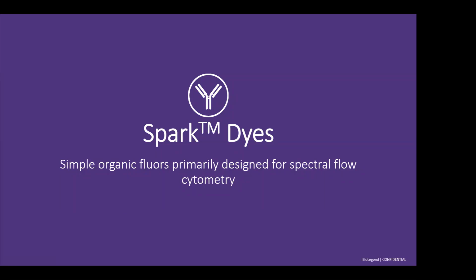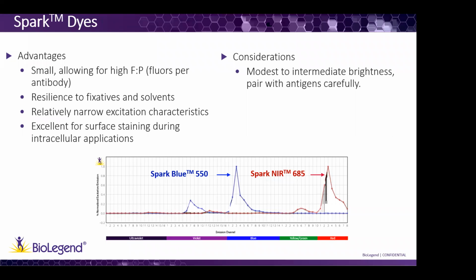So first I want to start with Spark dyes, which are simple organic fluors, and they are primarily designed for spectral flow, so full spectrum instruments. The advantages of these dyes are that they are really small and allow a high fluorescence to protein ratio, and they are really resilient to fixatives and solvents, and they have relatively narrow excitation characteristics. And because they are so resilient to fixatives, they are really good for surface staining during intracellular applications. So you can combine them together with those.